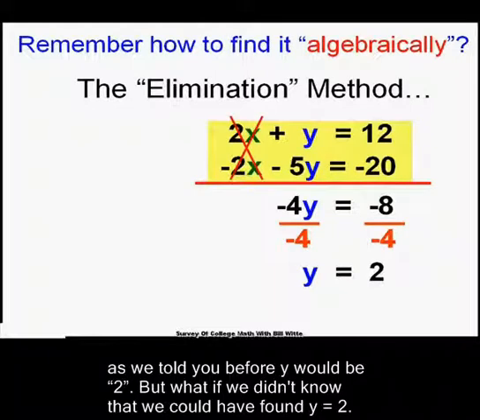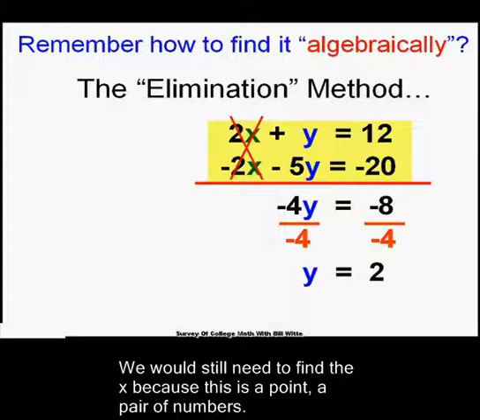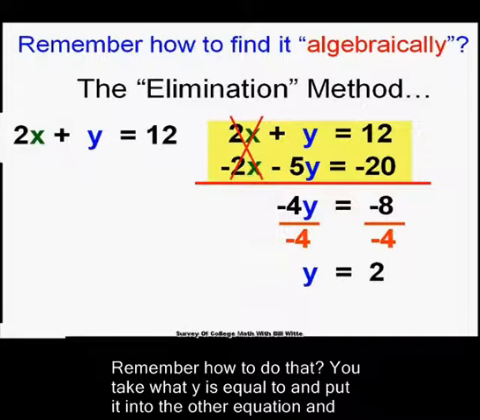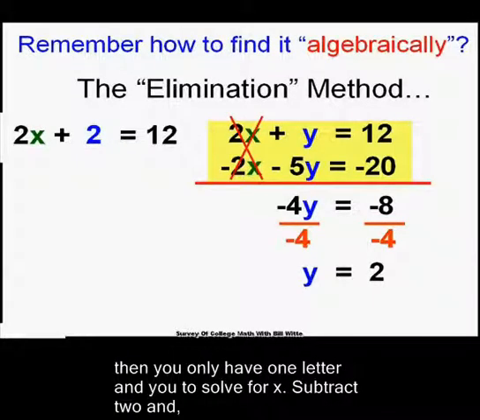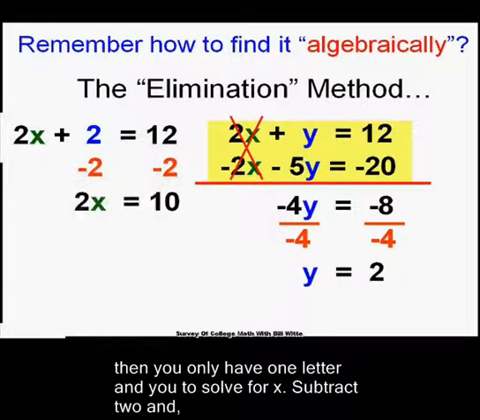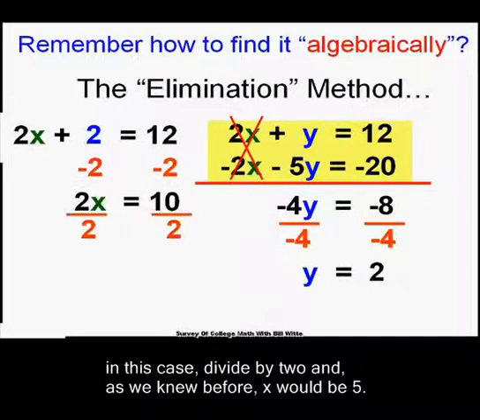But what if we didn't know that? We'd have found y is 2. We still need to find the x, because this is a point. Two numbers, a pair, make up a point. Remember how to do that? Well, you take what y is equal to, put it into the other equation, and then you only have one letter, x. Solve for x. Subtract 2, and in this case, divide by 2. And as we knew before, x would be 5.